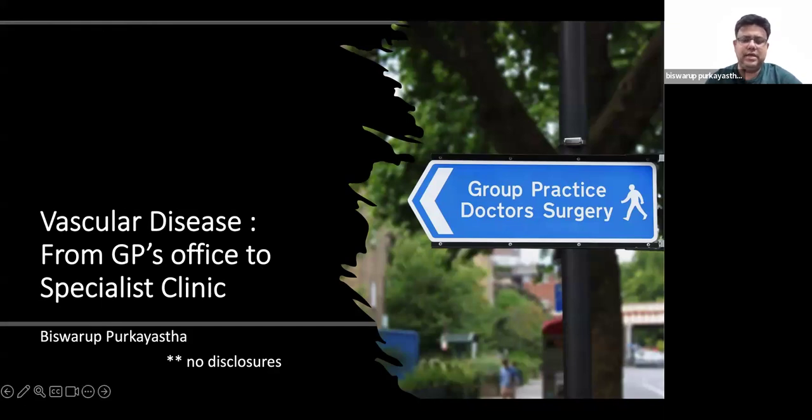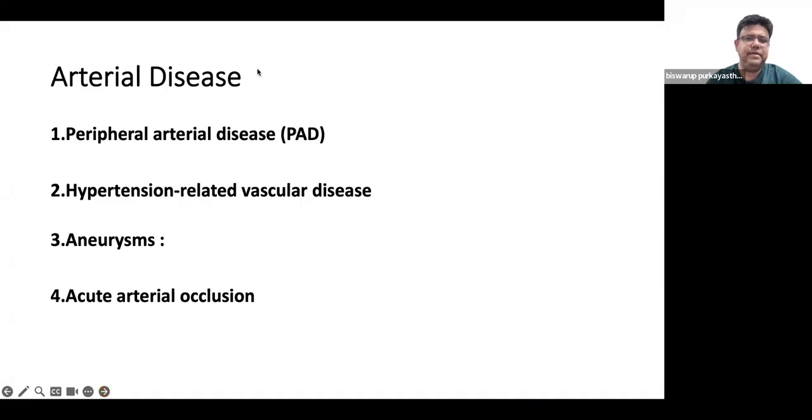Coming to the first slide, what are the common diseases that a GP's clinic might encounter? The most common are peripheral arterial disease, hypertension-related vascular disease, aneurysms, and acute arterial occlusion. The acute arterial occlusion is something that immediately needs to be sent to the nearest emergency department. The rest three can be very easily managed by general practitioners in a very reasonable and rational way and then be sent across to us.